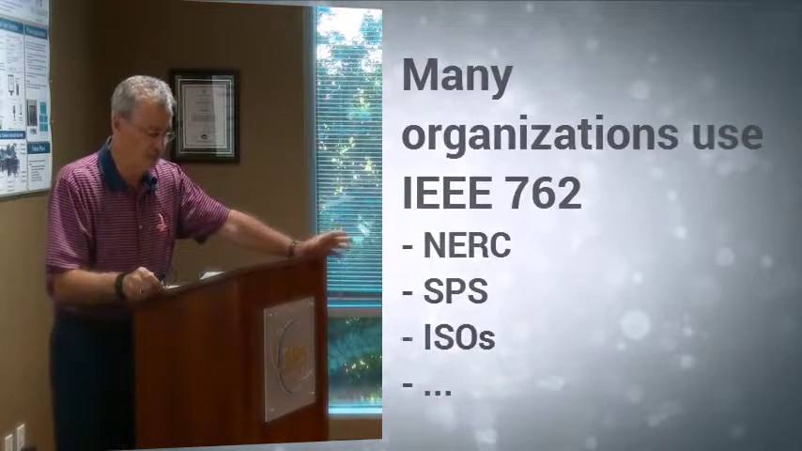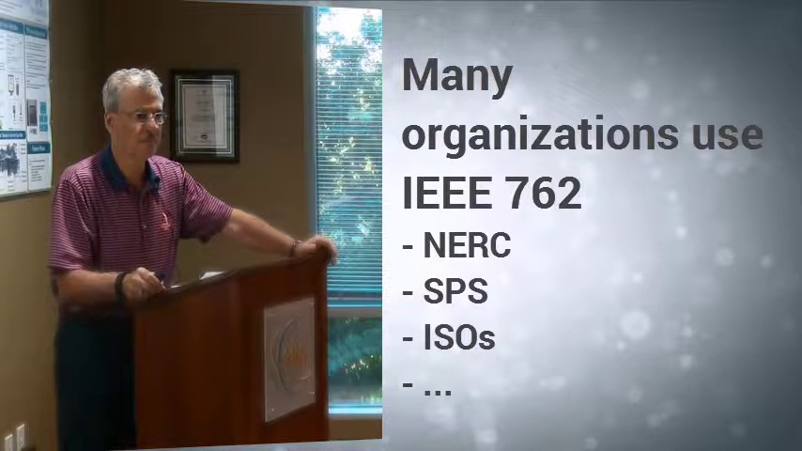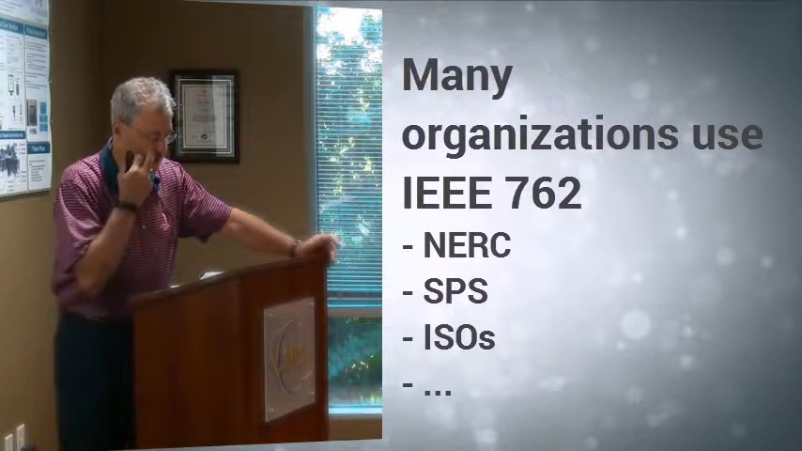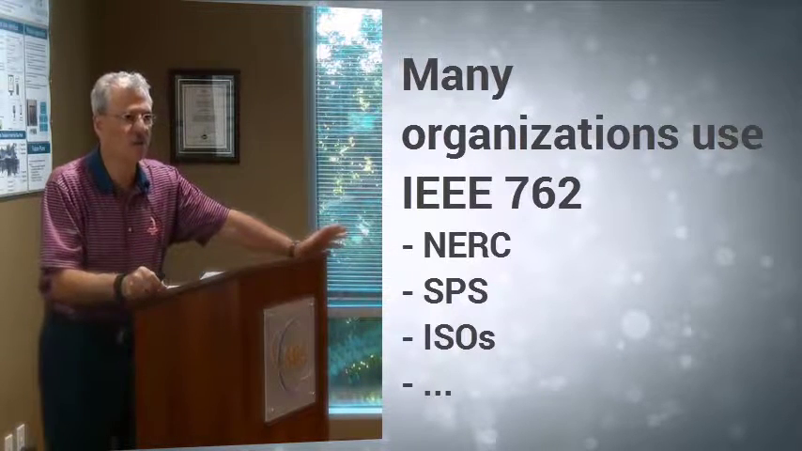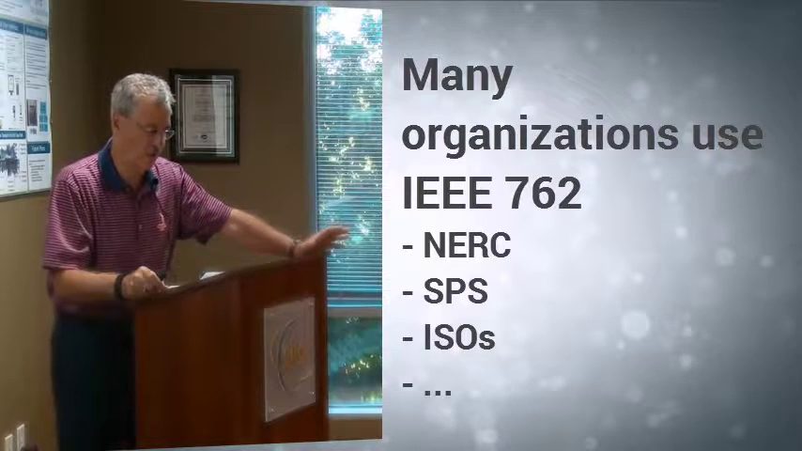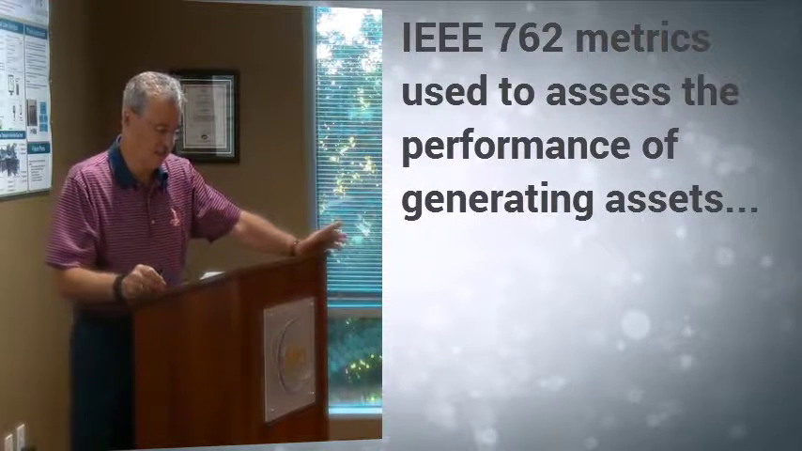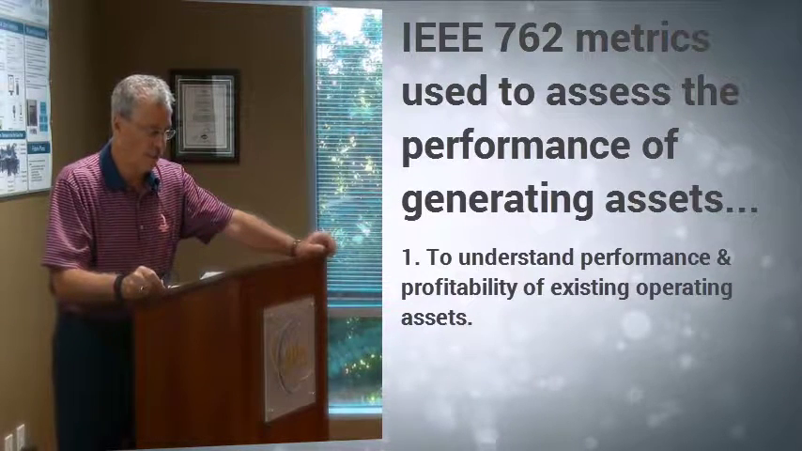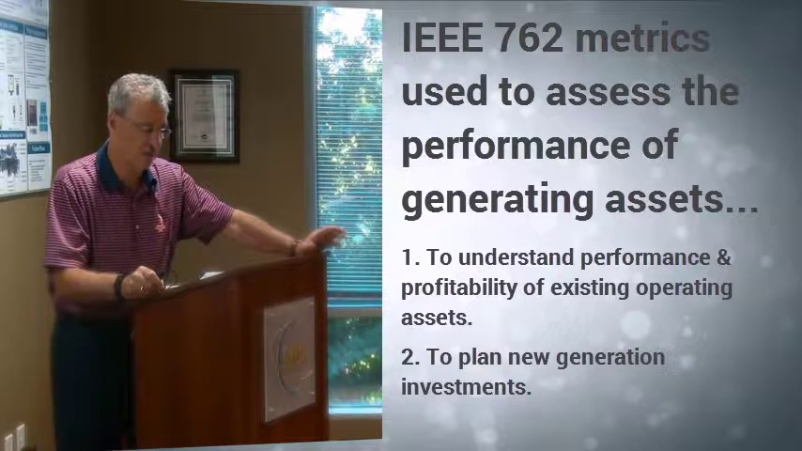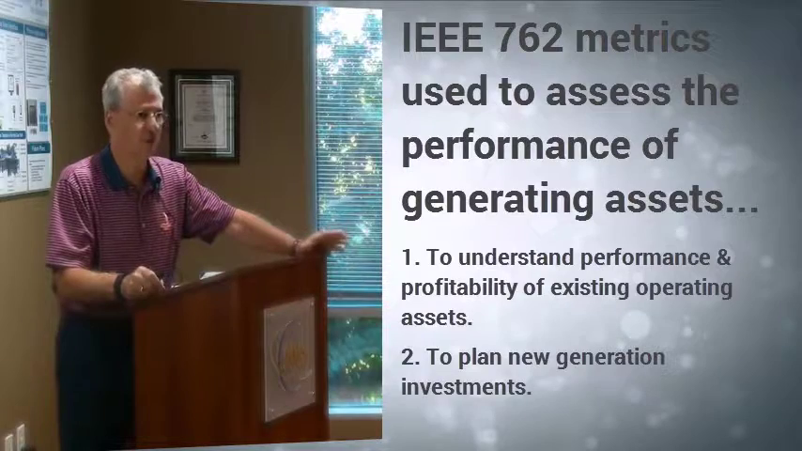NERC, SPS, independent system operators, the PJM, the CAL-ISO, utilities, merchants, non-utility generators, they all use IEEE Standard 762 metrics in some form or fashion to characterize the performance of their generating assets, either in assessing the performance and profitability of existing operating assets, or when they are planning and building financial models to substantiate new generation investments, to assess market alternatives.